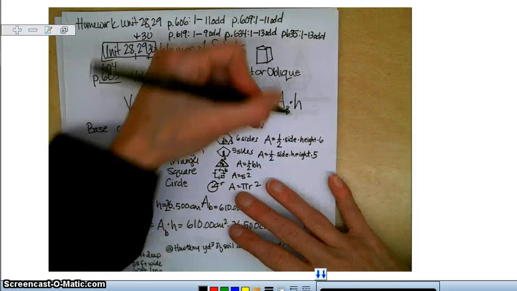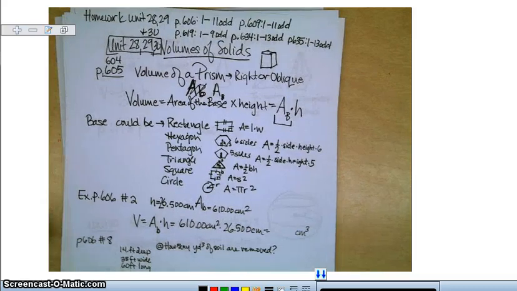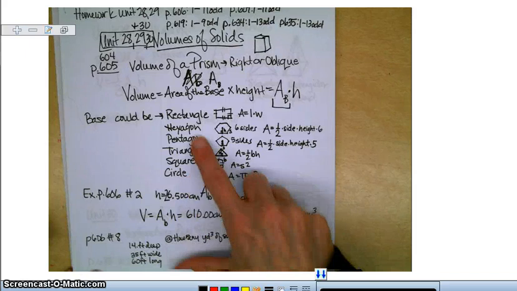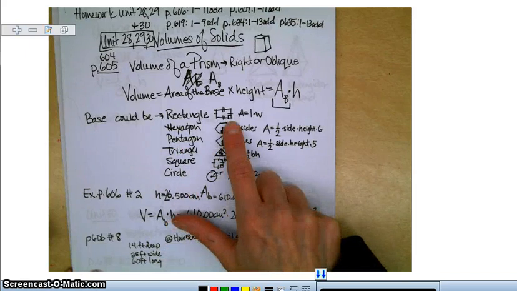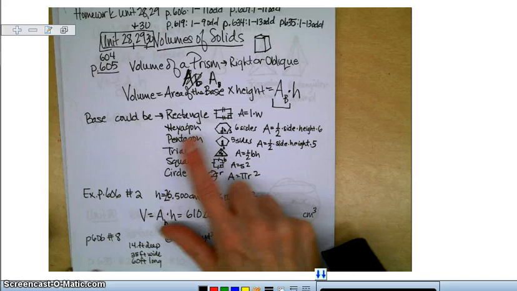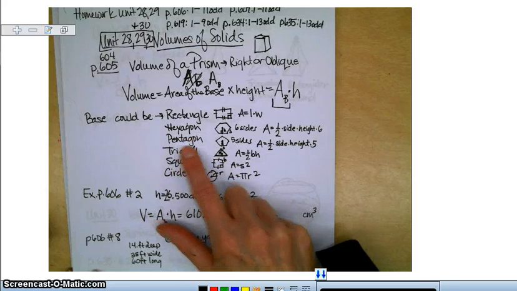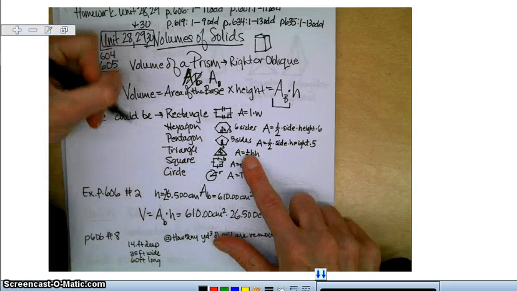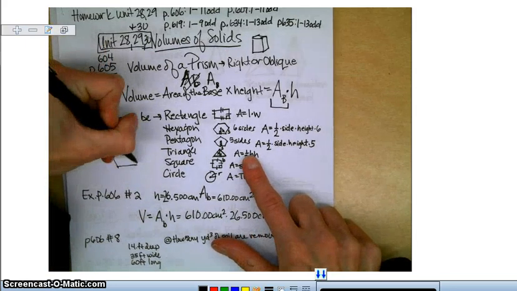Now the key is the area of the base is different depending on what the bottom is. The base could be any of these shapes. The base could be a rectangle, in which case its area is length times width. Hexagon, pentagon, they look like fancy formulas. Basically a hexagon, or we'll just take a pentagon to be simple.